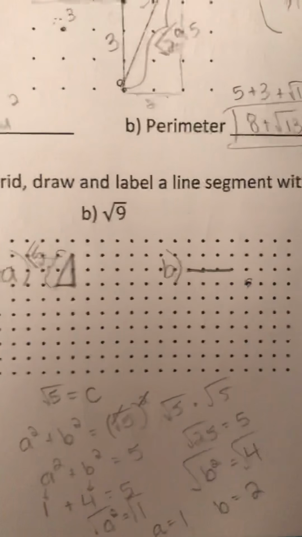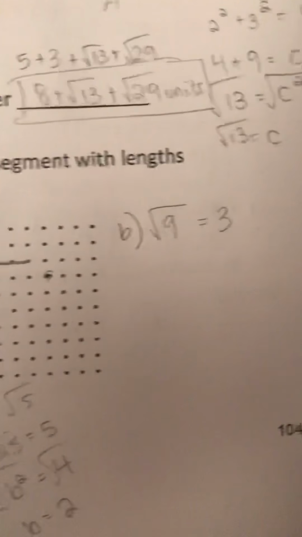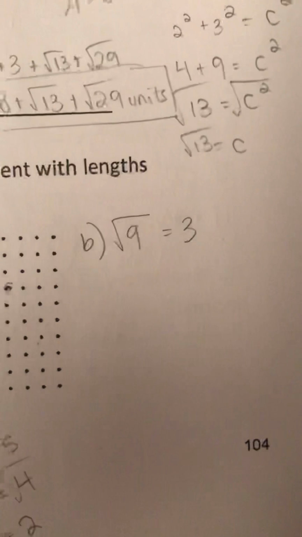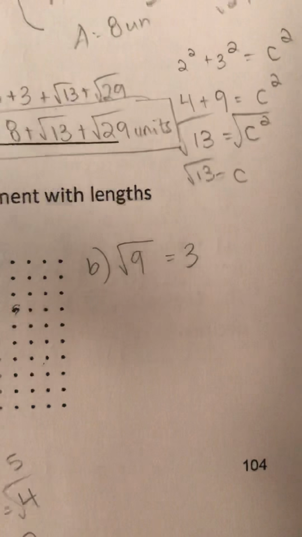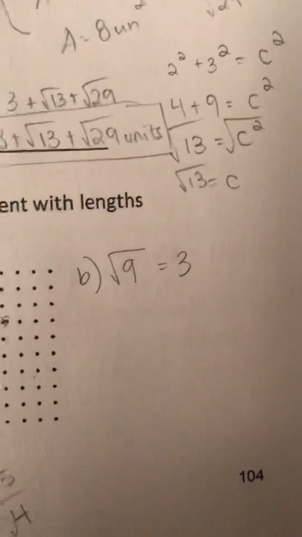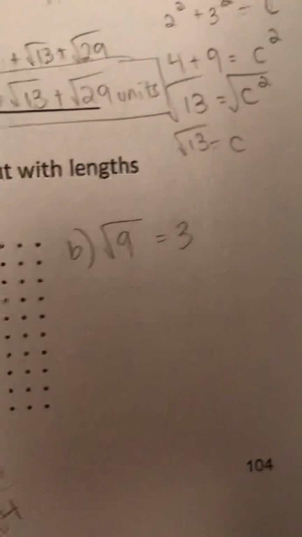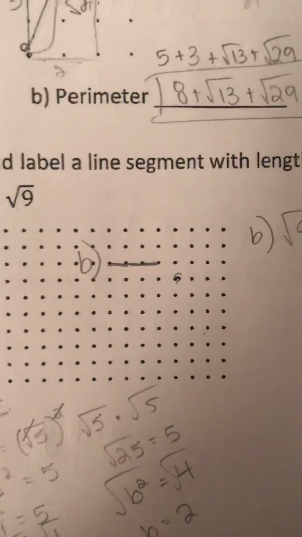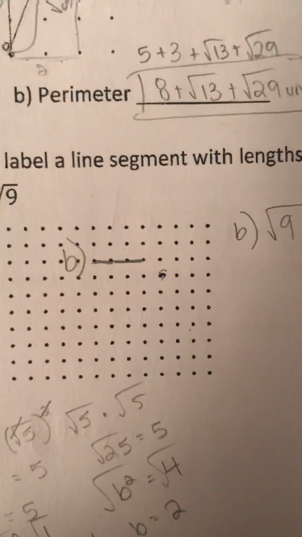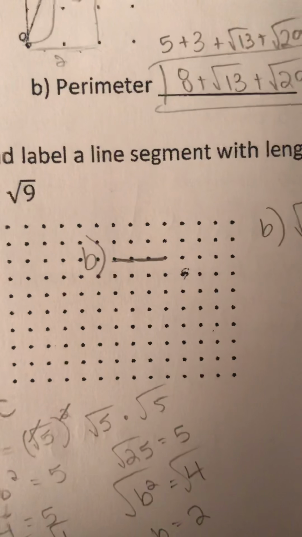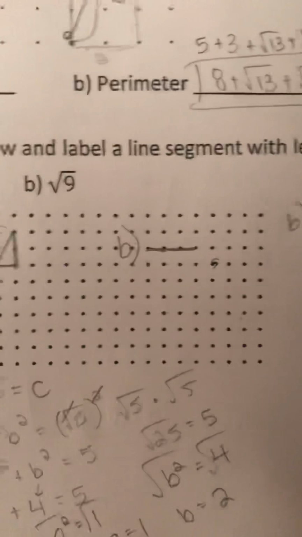I would like to go over question B really quick. Remember, don't overthink this, you guys. The square root of 9 is just 3, and you need to draw a line segment that is 3 units long. So why don't you just connect the dots until you have 3 spaces? Yep, it's that simple.